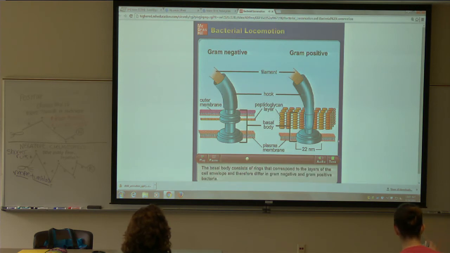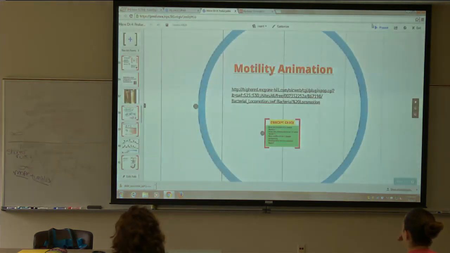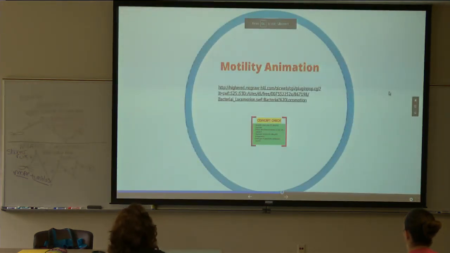Okay, and then of course you can see the different rings in here, but here we can see a difference between gram-negative bacteria and then gram-positive bacteria over here with these layers. And we'll get into that after we take a break. But before we take a break, let's run through this concept check together.